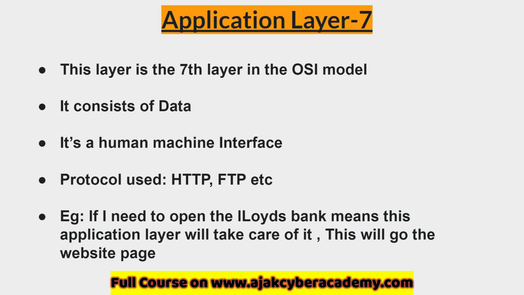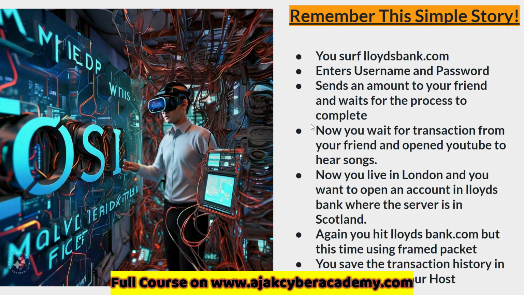The first layer is the application layer. You should come from the top, which is the application layer, and this is the 7th layer in the OSI model. It consists of data. You are sending a request and it consists of data. It's a human machine interface.